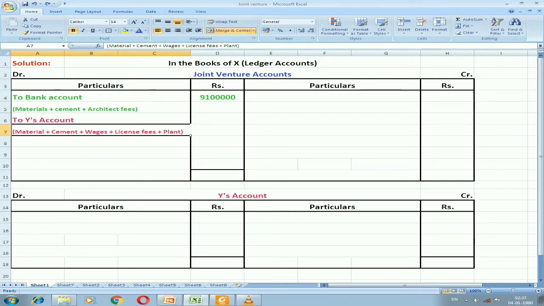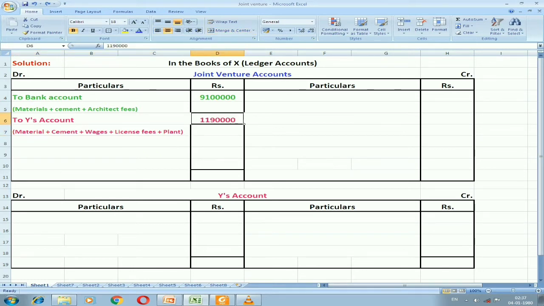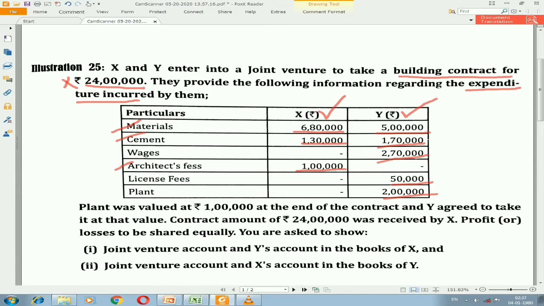By adding all this amount, we are going to take the total. You can take each entry also, but instead of doing that, you can club them all together and take the amount. So the total amount will be 11,90,000. After this, let us see whether we have any other expenditures or income.